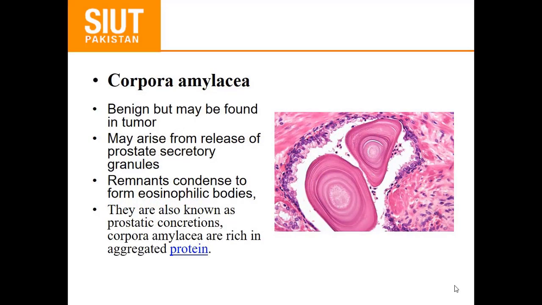This is the corpora amylacea. This is the lumen of a gland with basal cells there. Corpora amylacea may arise from the release of prostate secretory granules, which condense to form eosinophilic bodies. They are also known as prostatic concretions. Corpora amylacea are rich in aggregated proteins.